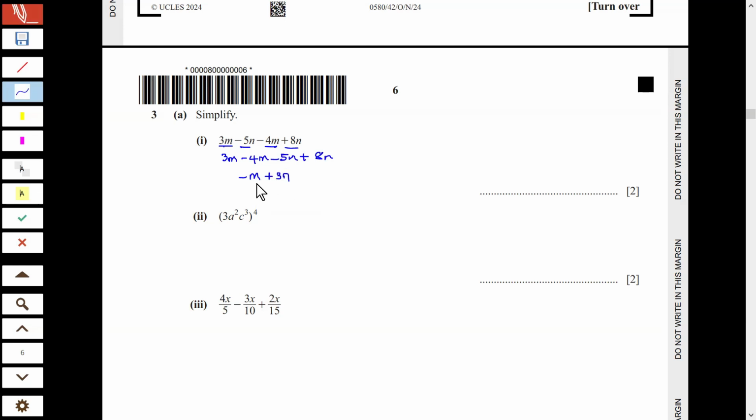Now, you can either leave your answer like this, or it can be written as 3n minus m. So still the same.